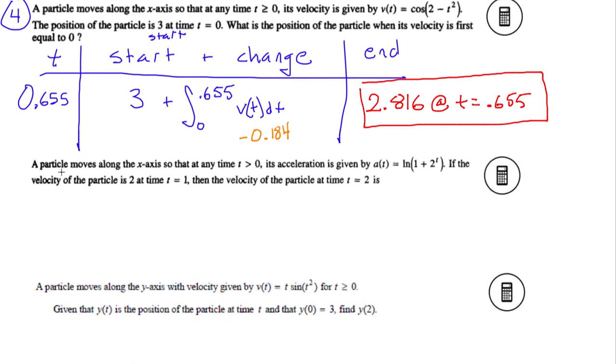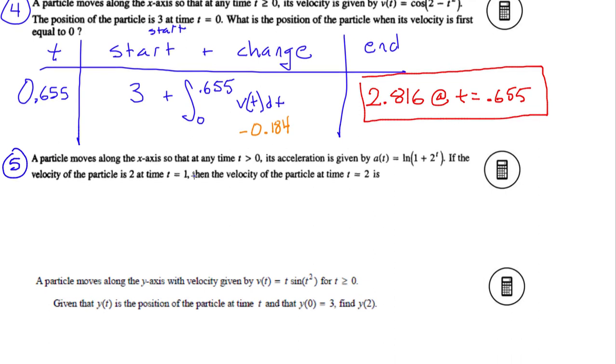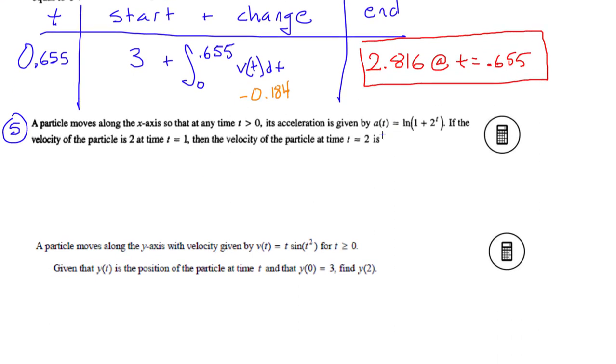We are on to number 5. We have acceleration, interesting, not velocity. If the velocity is 2, so it's still a start. It's not a start of position, it's a start of velocity. And then we're looking for velocity. So it's kind of the same thing, it's just up another level. Instead of velocity, it's acceleration. Instead of position, it's velocity. So everything is still the same.